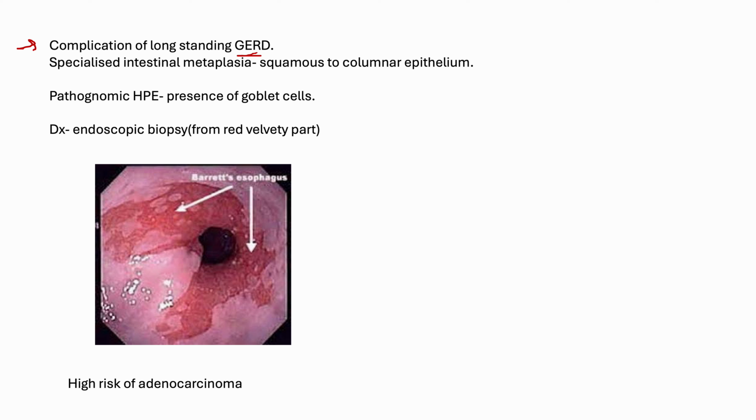If a patient is having a prolonged chronic GERD, then the patient can develop Barrett's esophagus. In Barrett's esophagus, what happens? There is specialized intestinal metaplasia. What is metaplasia? That one type of epithelium will be converted into some other type of epithelium. Here, the normal squamous epithelium is converted into columnar epithelium.